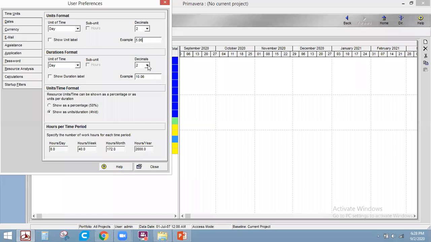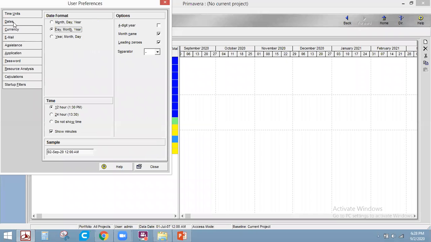Here also 2 decimals, for the same reason. Okay, fine. Next, coming to the dates part. See, the regular format that we use is day, month, and year. Got it? Okay, coming to time, we will go for 12 hours. Got it? Fine.